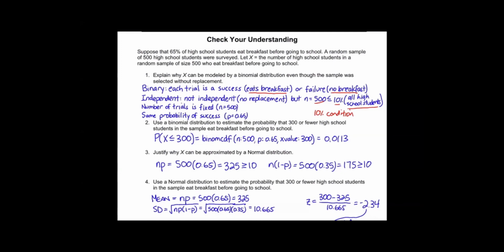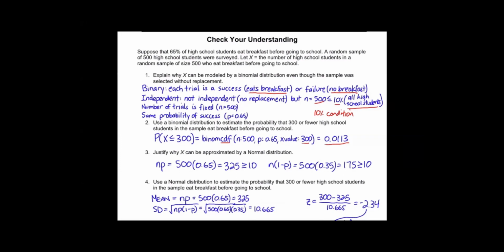So in question 2, now that we know that it's binomial, or that we can safely assume that it's binomial, we can calculate the probability of 300 or fewer high school students. This is definitely one where you're going to use the calculator to help you, and it is a situation where you need binomial CDF rather than PDF, because we are finding the probability of less than or equal to a given value of 300. And we end up with a final answer of about 1% there, 0.0113.